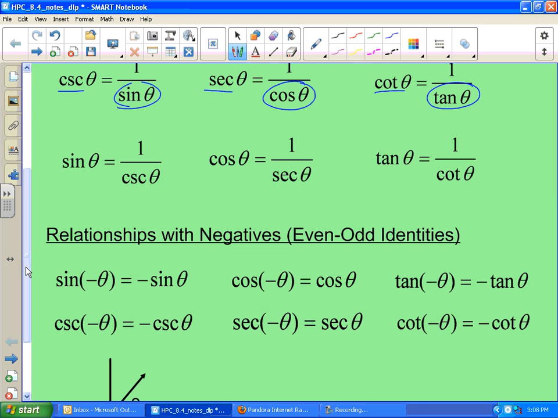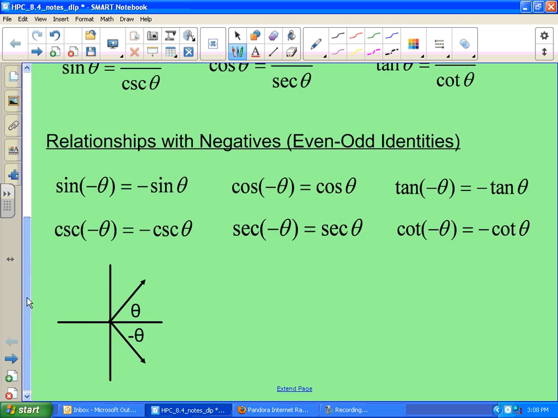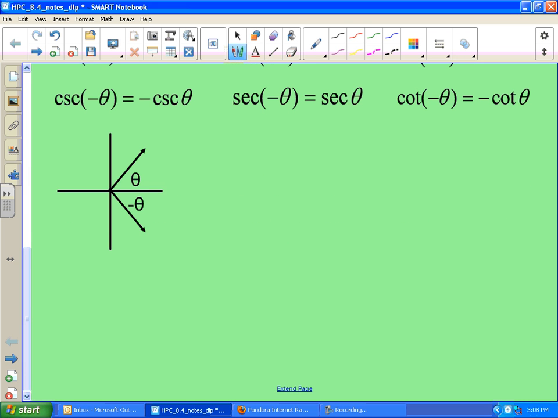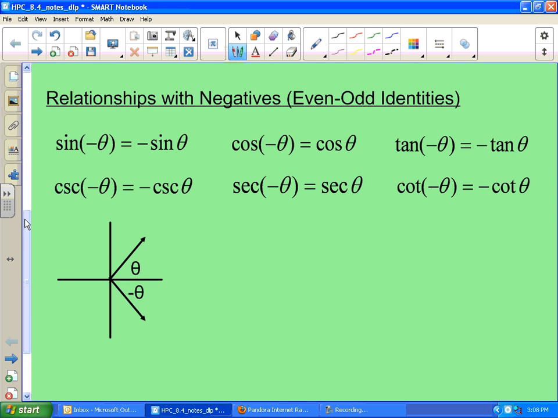What about negative rotation angle-wise versus positive rotation? So here we have our odd-even identities. A lot of these first two slides are just information, not so much doing any examples per se. So based on our ASTC, all students take calculus, we have positive values of all trig functions in quadrant 1, sines and cosecants are positive in quadrant 2, tangents and cotangents are positive in quadrant 3, and cosines and secants are positive in quadrant 4.